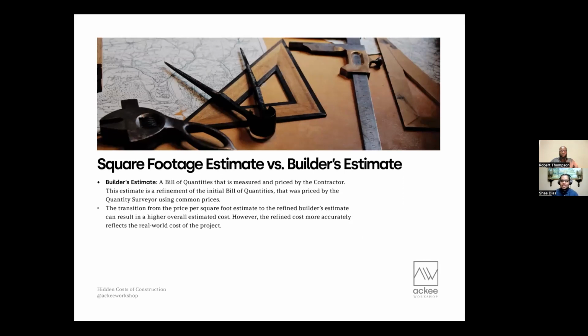We'd get something called the builder's estimate, which is a bill of quantities that is measured and priced by the contractor. Now, at this stage, the contractor would already have the definite quotations for the consultants and for the pricing of the materials. So he would have a better understanding of the real world cost that would take place for this project. And as Robert said, there is a transition between the initial bill of quantities, which would be created by a quantity surveyor using more generic pricing, compared to the contractor who would have the defined prices. And with that builder's estimate, we'd have a better reflection of the real world cost of this project.